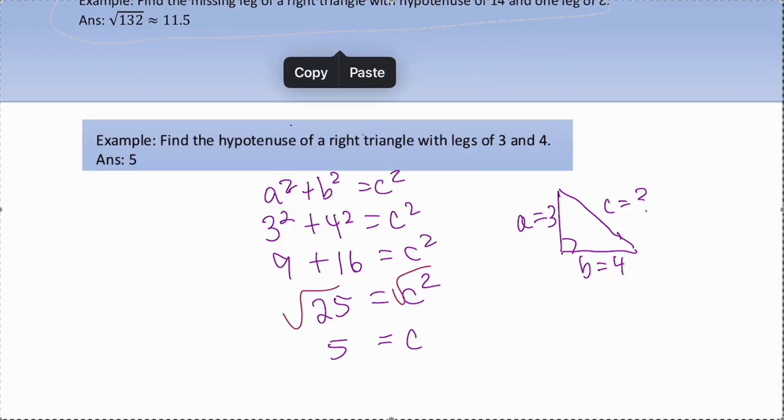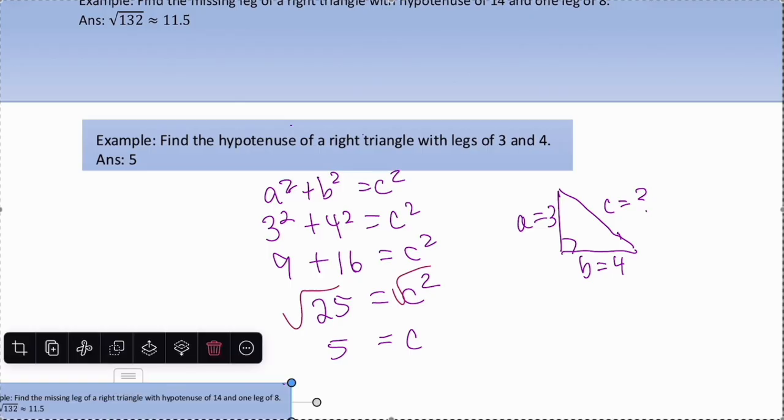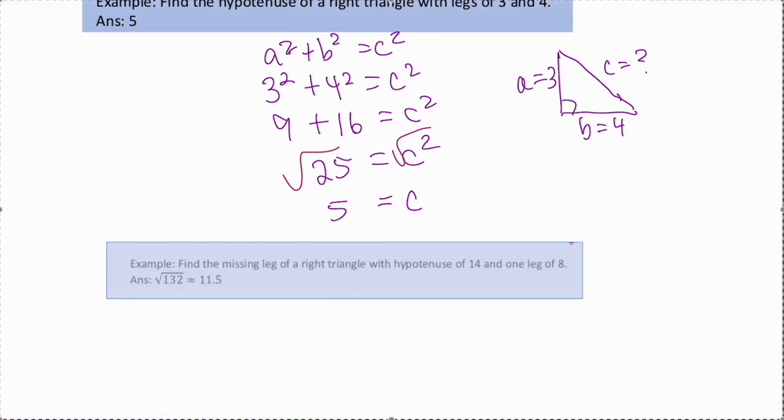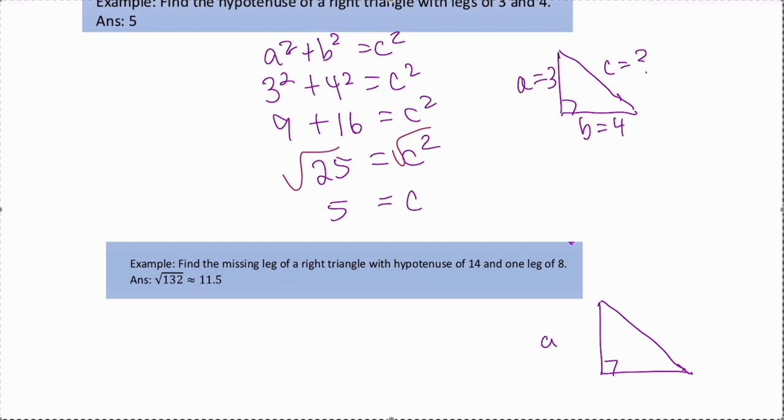Now let's go ahead. I'm going to copy and paste the next example down here for you, so we have a little bit more room. Now this time, we want to find the missing leg. So we know the hypotenuse is 14. One of the legs is 8. The other leg is missing.